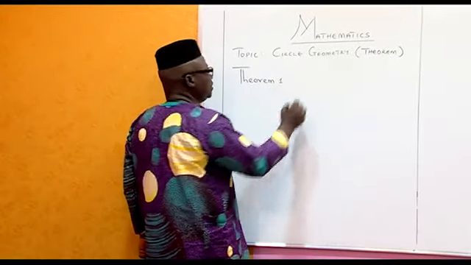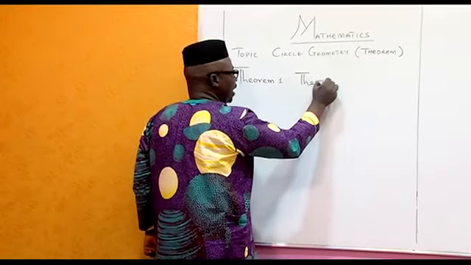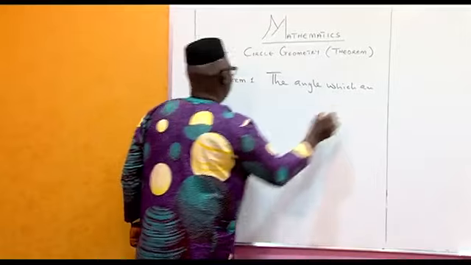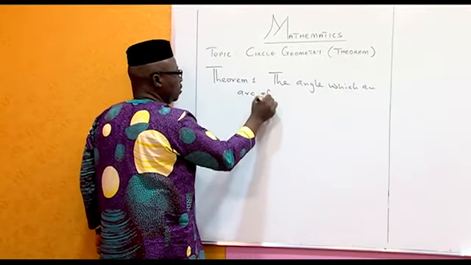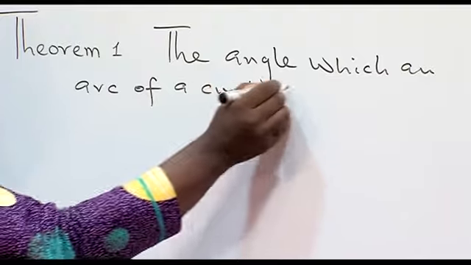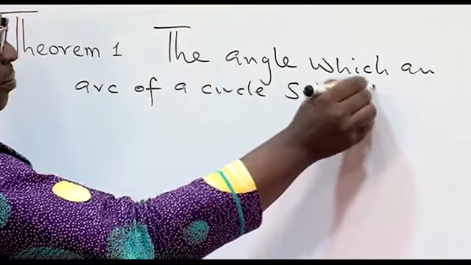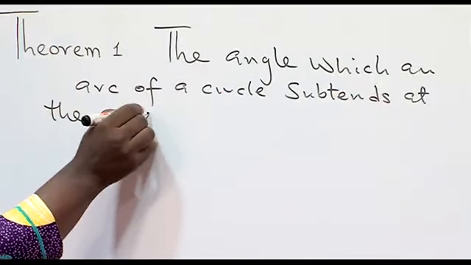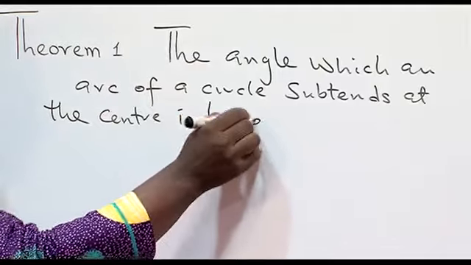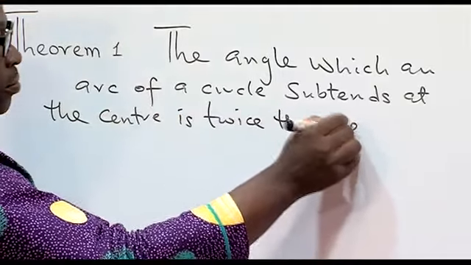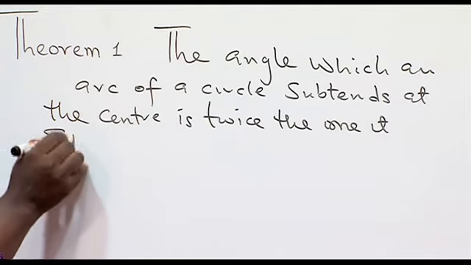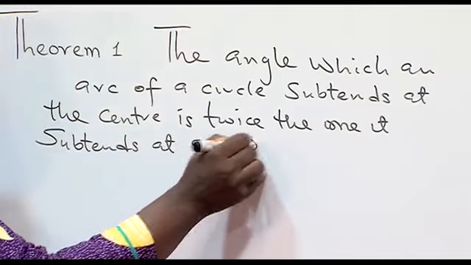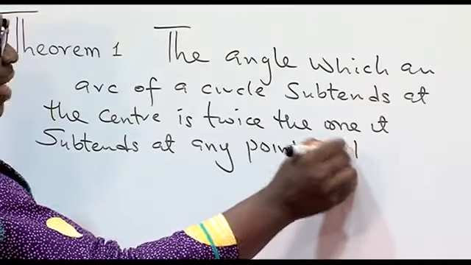Theorem 1 states that the angle which an arc of a circle subtends at the center is twice the one it subtends at any point on the circumference.